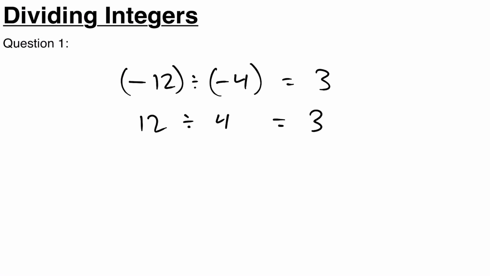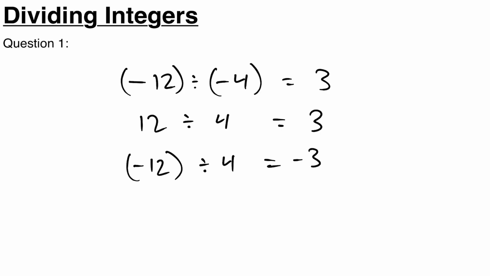Now, say I were to give you negative 12 divided by 4. So now we have a positive number and a negative number. So what's our answer going to be? Our answer is going to be negative 3 because anytime we have different signs, the answer is always negative.